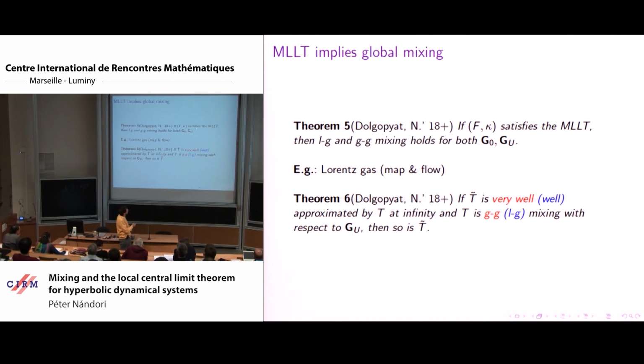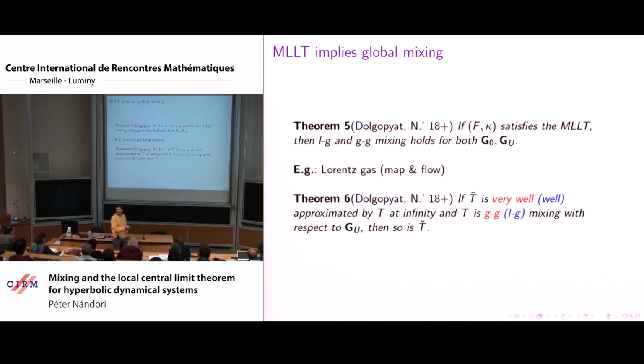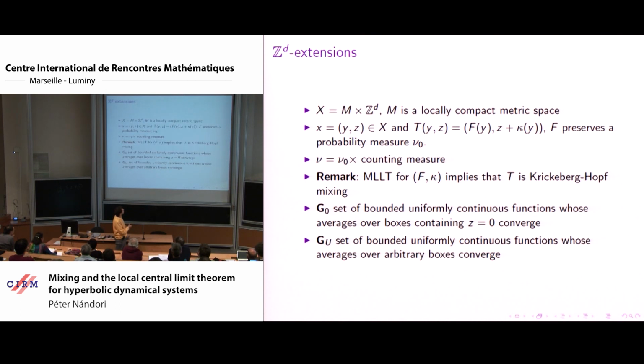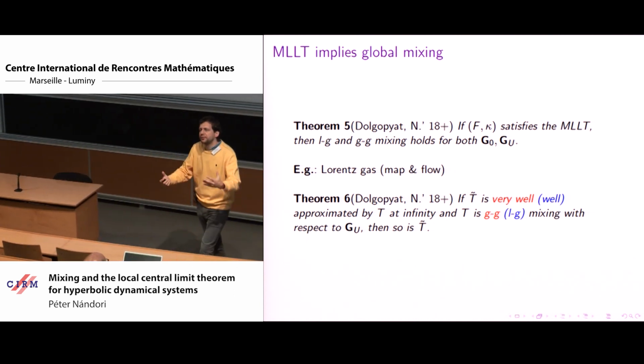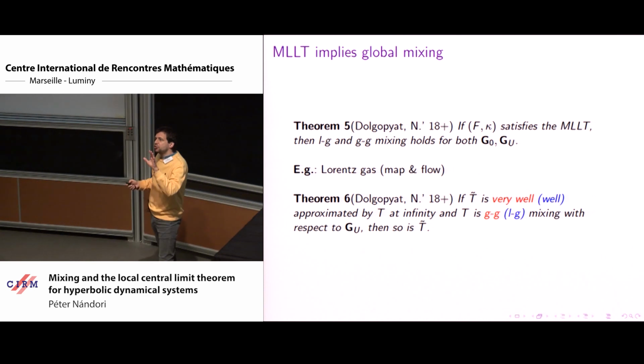Wait, I didn't tell you anything about the group. Should I have told you something about the group? Well, this is a Z extension, right? So kappa takes values in the integers. So it needs to be a discrete group. It can't be continuous, right? So the second coordinate is an integer or Z^d, okay? So it's discrete anyways. It could be a finite index subset of Z, but that will not make a big difference. Okay? So this is the first result, and basically it tells you that the mixing local limit theorem is also useful for deriving these kinds of global mixing results.